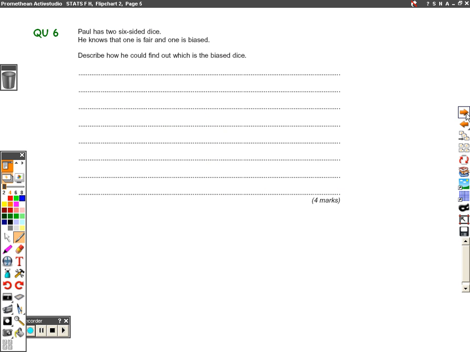Okay, Paul has two six-sided dice. He knows that one is fair and one is biased. Describe how he could find out which is the biased dice. Right, well, he's got to do an experiment or a trial, and he needs to roll the dice a fair amount of times. I would go for 100 to 200 times.